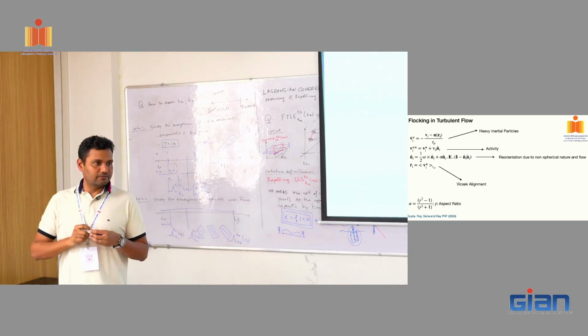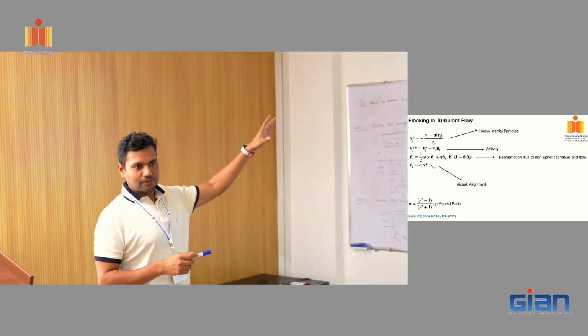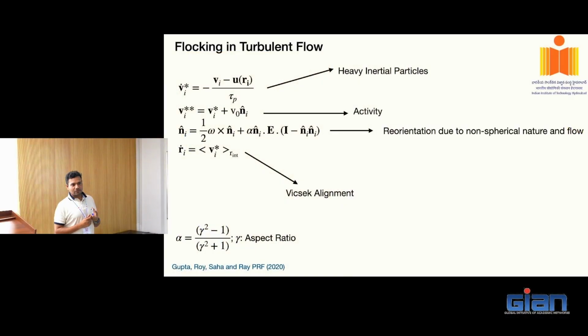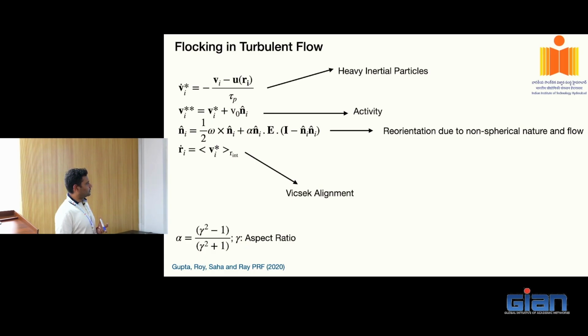Since it is complex, I've broken it down into 3 parts. You will calculate 2 intermediate velocities, and from that you will get the final velocity that you are interested in. First there is information that comes from the heavy inertial particle nature, second that comes from activity, and third is the alignment. Now the question is, when you set v0 equal to 0, which means the swimming number is 0, will Vicsek alignment be active or not?